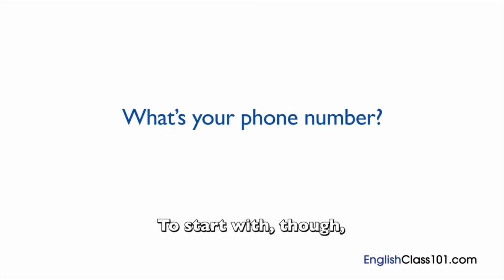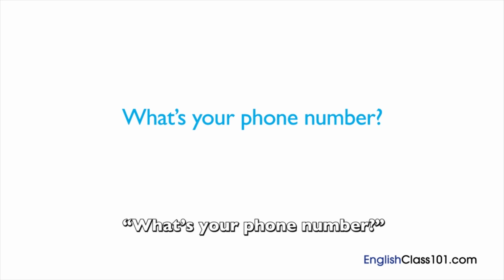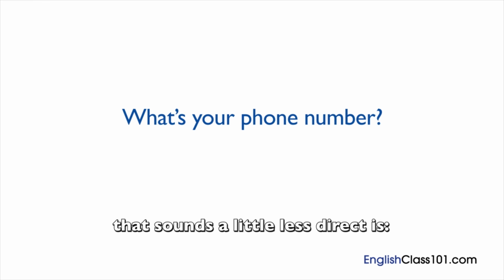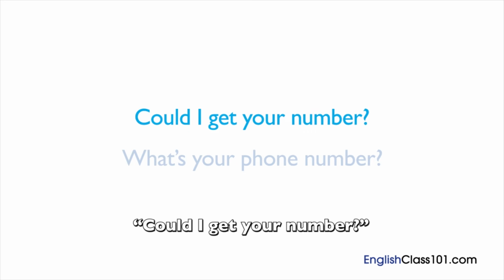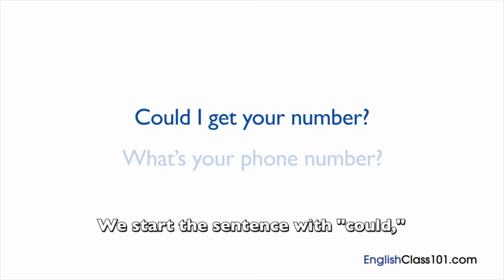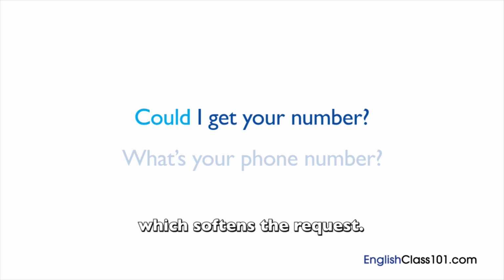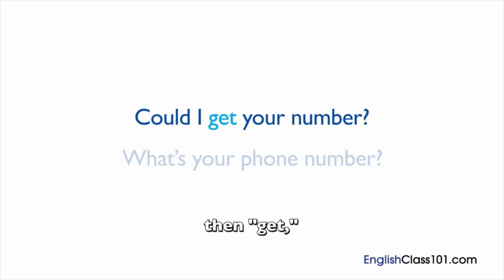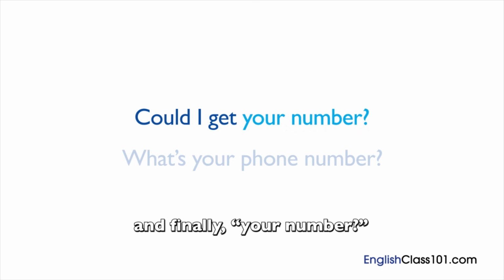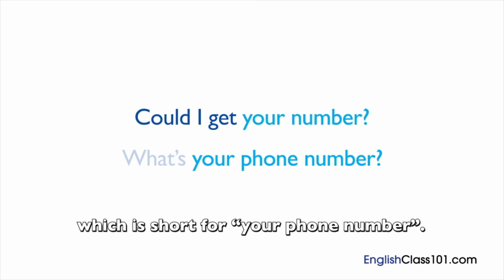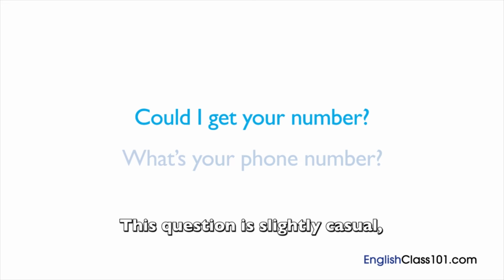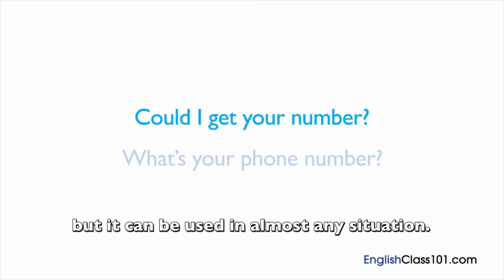To start with, though, a simple variation on what's your phone number that sounds a little less direct is, could I get your number? We start the sentence with could, which softens the request. Next say I, then get, and finally your number, which is short for your phone number. This question is slightly casual, but it can be used in almost any situation.